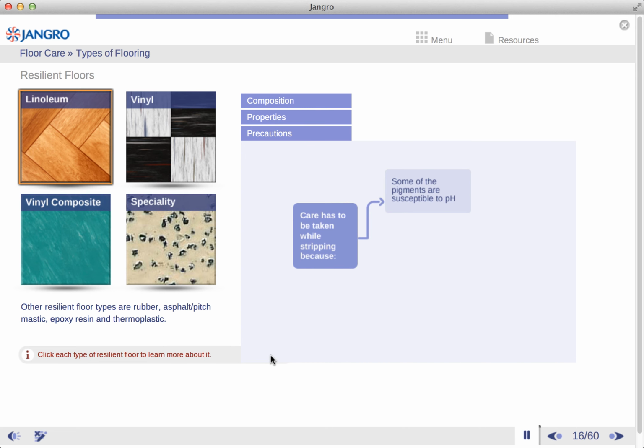Due to its constituent materials, care has to be exercised with linoleum, particularly in terms of stripping, as some of the pigments are susceptible to pH and use of highly solvent-based strippers can soften the oxidized linseed oil. Often, but not always, stripping can cause linoleum floors to become porous. In these circumstances, it is necessary to treat the floor with two coats of seal.